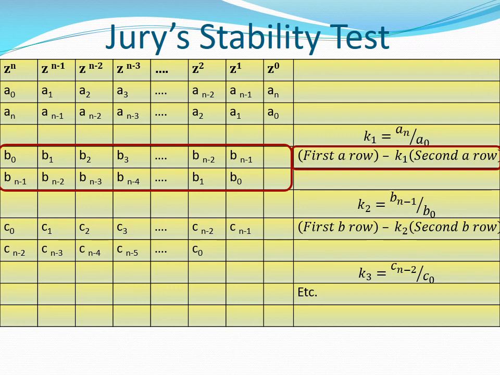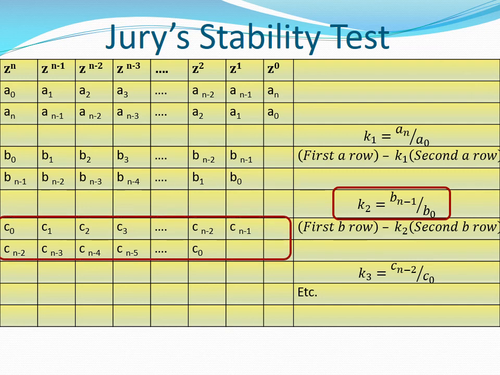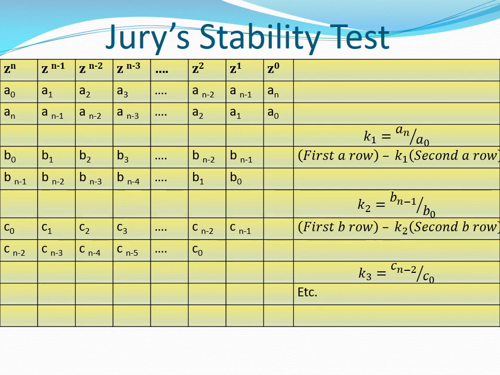We notice that the number of elements in the rows is reduced by 1. After setting up the B rows, we calculate K2 defined as Bn-1 over B0. Using K2, we set up the third pair of rows that we shall term the C rows. Each element in the first C row is equal to the corresponding element in the first B row minus K2 times the corresponding element in the second B row. The second C row is equivalent to the first C row written in reverse order. We also notice that the number of elements is reduced by 1. We repeat the process until we have 1 element in the rows.